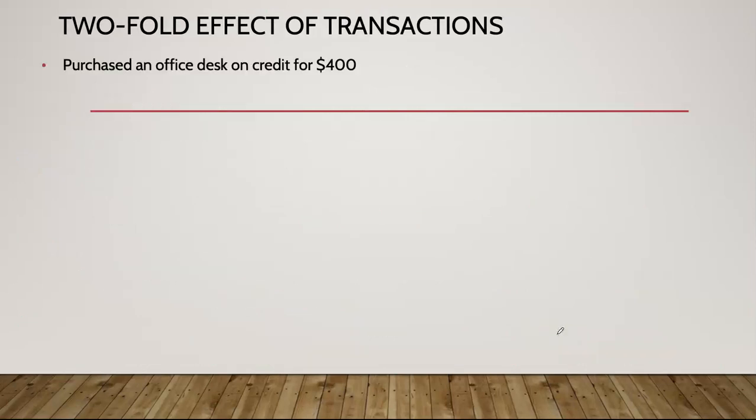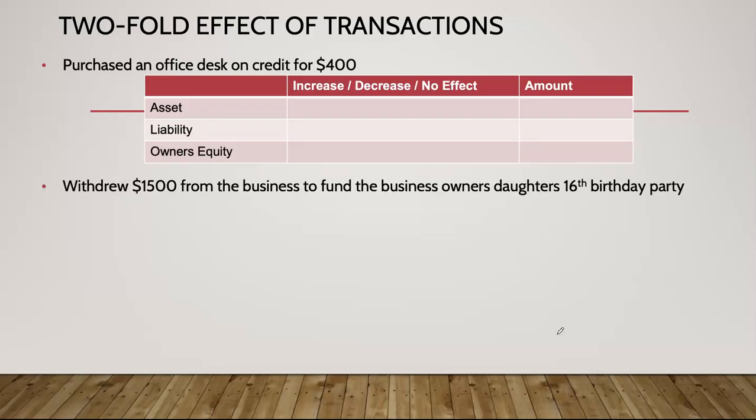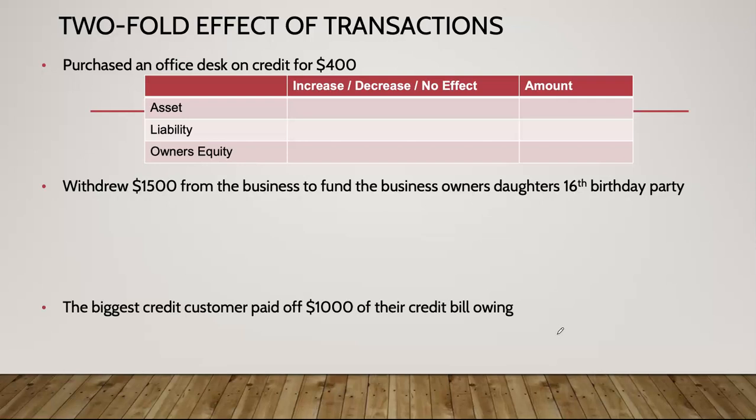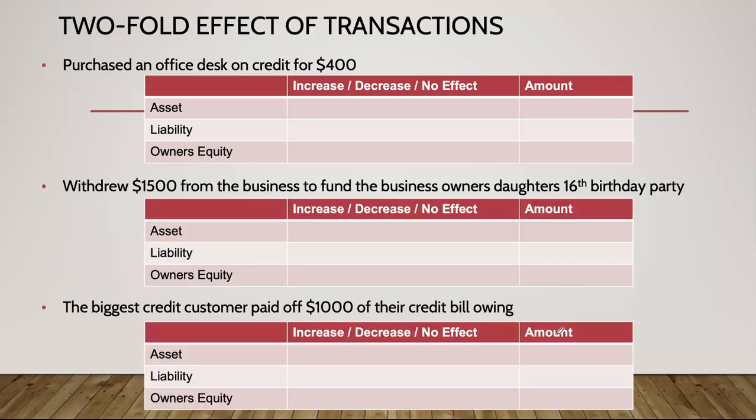So let's go through three other examples. What happens if I purchase an office desk on credit for $400? What happens if I withdraw $1,500 from the business? And what happens if my biggest credit customer pays $1,000? What's going to be the impact to my accounting equation, so my assets, liabilities, and owner's equity, that results in a balanced accounting equation? And you might start to see this table in SACs and exams. If I purchase an office desk on credit, the first thing that's going to happen is my assets will increase. I have a new office desk.